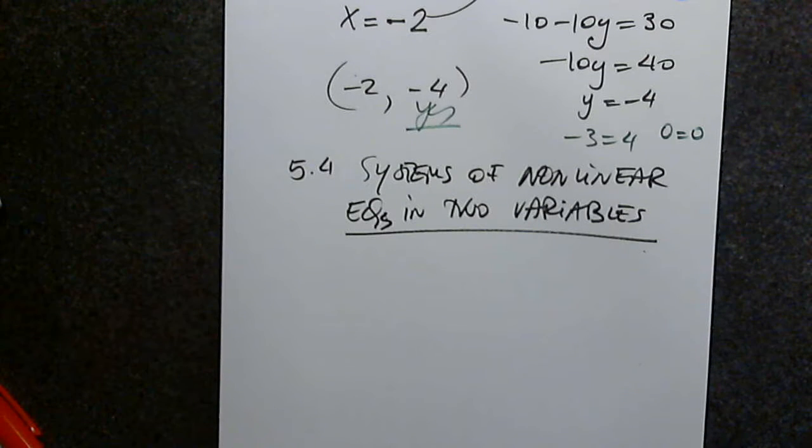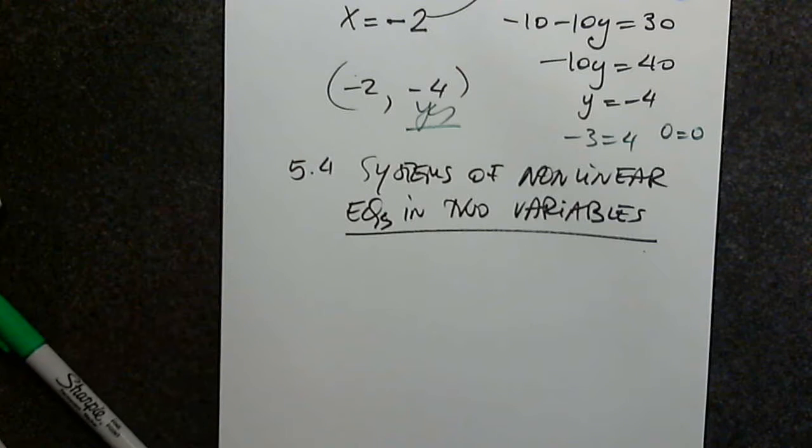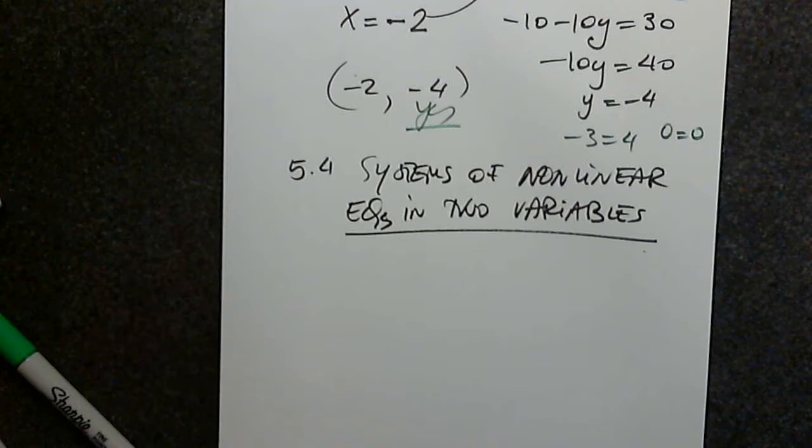Thank you. So systems of nonlinear equations in two variables. We still have two equations, we still have two variables, but the equations will not be linear. Ready? And we have the same methods, substitution and elimination. So let's start.